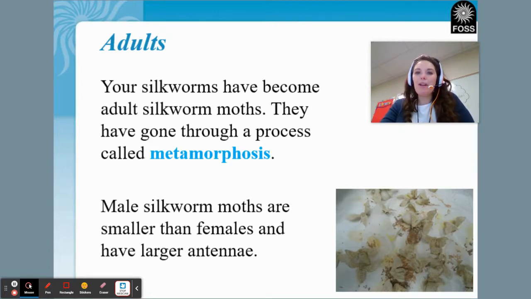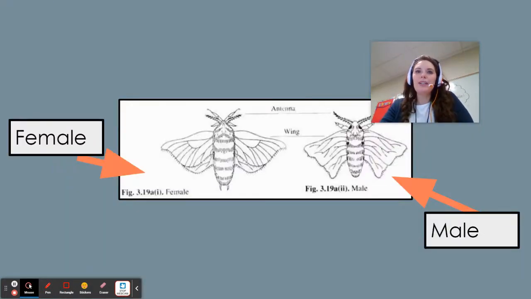Here's some information about adult silkworm moths. Male silkworm moths are smaller than females and have larger antennae. Let's take a look at a diagram of a female moth and a male moth. In this picture, you can see that the female moth is larger, but that the male moth does have larger antennae at the top. We will be able to see once our moths emerge from their cocoon whether we have a female moth or a male moth. Hopefully we get to see them before the end of the school year, but we'll see. They are not in their cocoon yet.